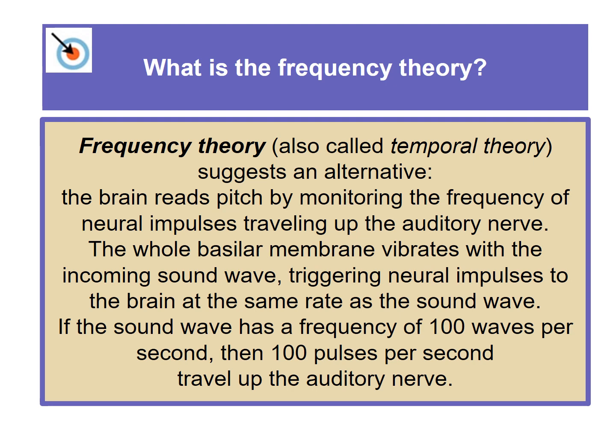Frequency theory is also called the temporal theory, and it suggests an alternative, that the brain reads pitch by monitoring the frequency of neural impulses traveling up the auditory nerve. The whole basilar membrane vibrates with the incoming sound wave, triggering neural impulses to the brain at the same rate as the sound wave. If the sound wave has a frequency of 100 waves per second, then 100 pulses per second travel up the auditory nerve.